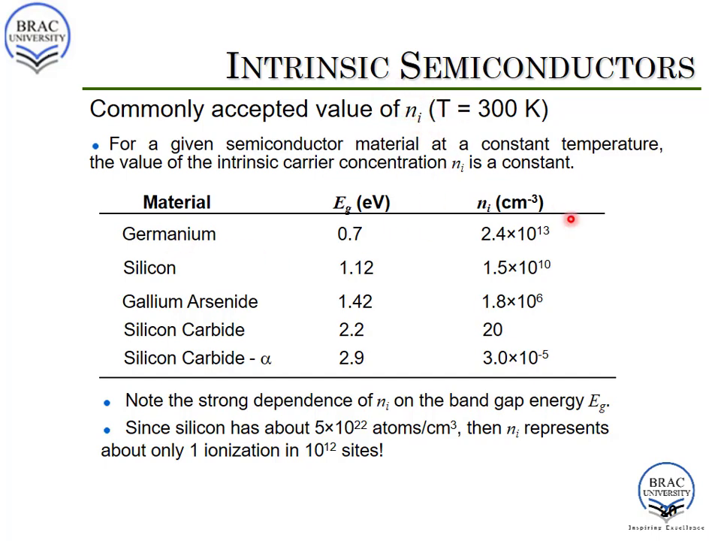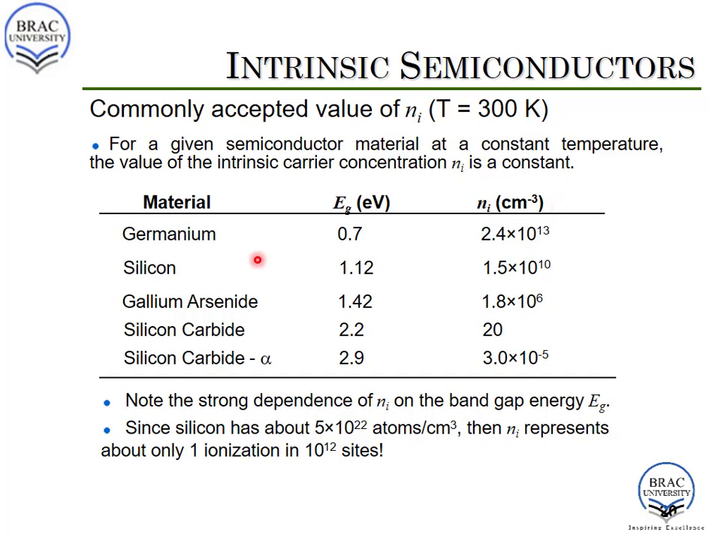This chart shows the intrinsic carrier concentration Ni of different materials at 300 Kelvin. As we know, when the temperature of a semiconductor is increased beyond 0 Kelvin, some of the electrons gain the energy to break the bonds and move through the structure freely. Thus some electron and hole are generated. The concentration of electrons and holes is denoted as intrinsic carrier concentration, and the unit is per centimeter cube.